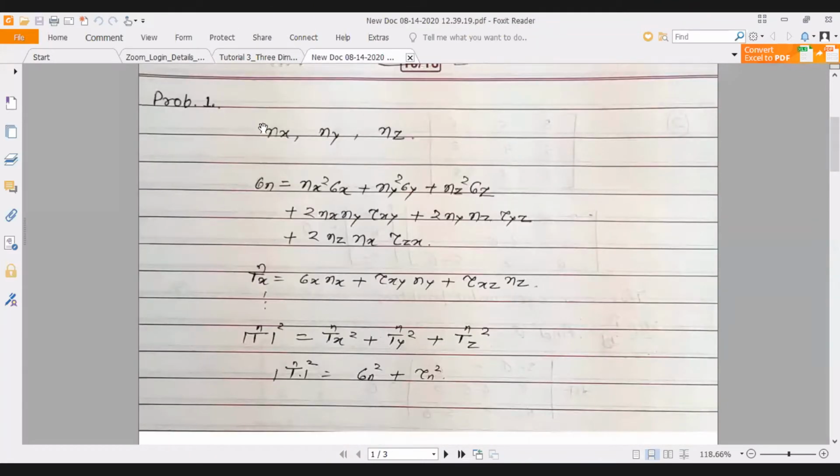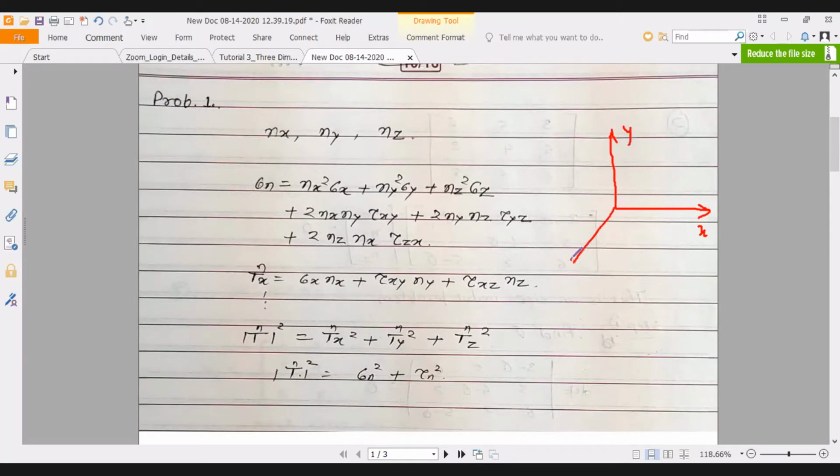So how do you calculate nx, ny and nz for that plane? Let me draw the coordinate system. This is x, this is y, and suppose this is z. The plane is equally inclined to x and y, meaning both angles are 45 degrees, and it makes an angle of 30 degrees with z. So this is that plane.